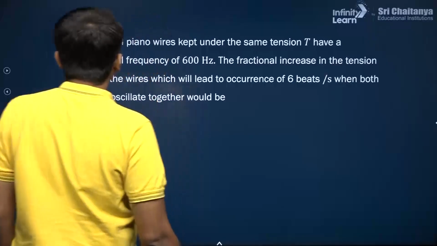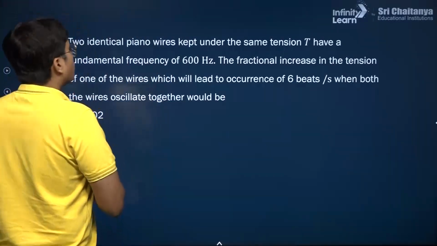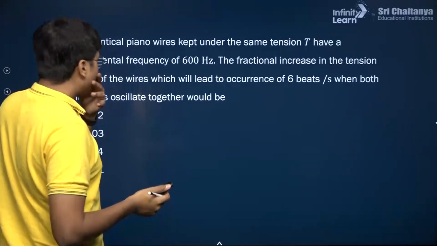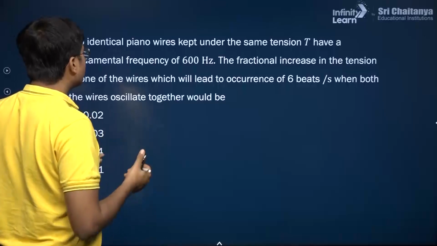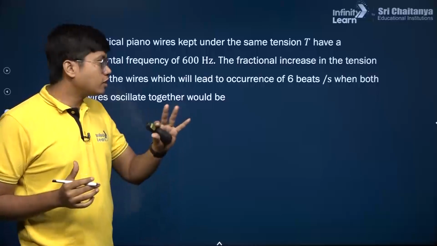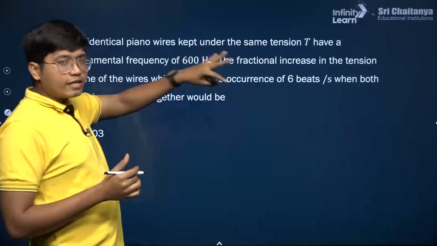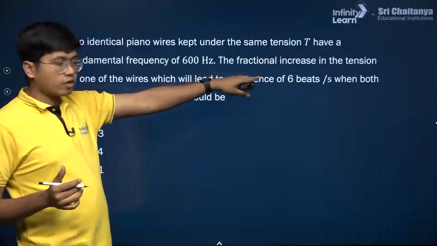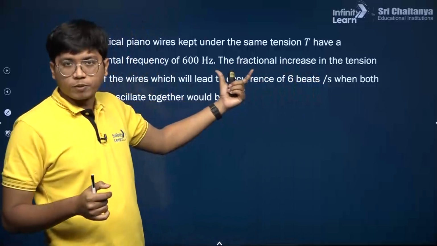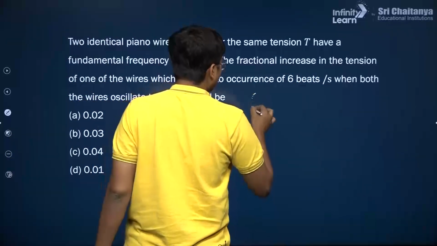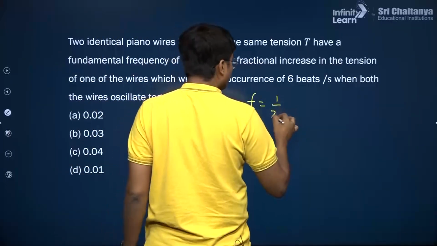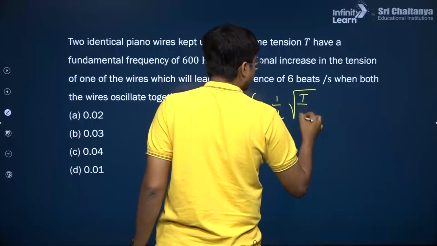Okay. This question says that two identical piano wires kept under the same tension T have a fundamental frequency 600 Hz. The fractional change in the tension of one of the strings which leads to occurrence of 6 beats per second when both wires oscillate together. So this just tells you that changing the tension actually changes your frequency by 6 Hz, because that is why the beats have formed. We know the relation for frequency. It's a piano string, means it's a string clamped at both ends. It's 1 by 2L root over T by mu.